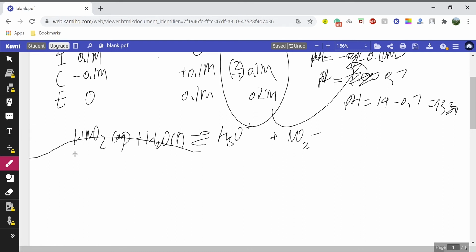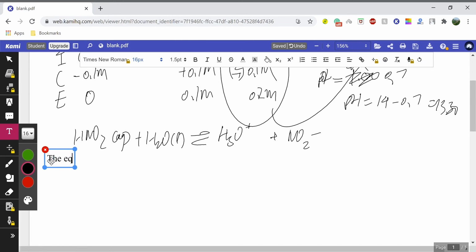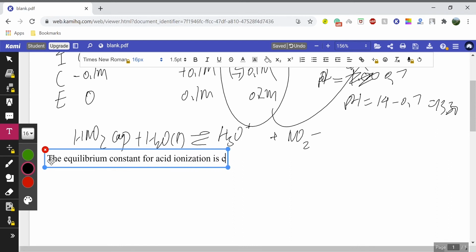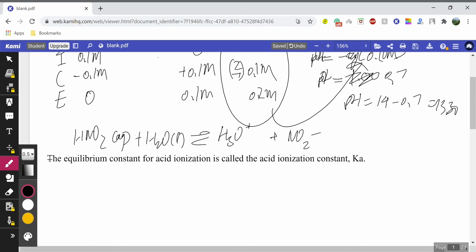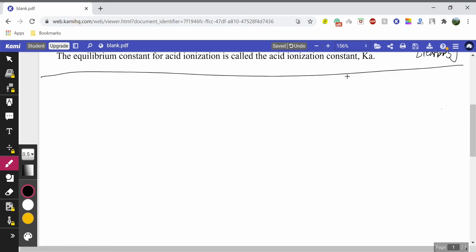And now let's learn about the new equilibrium constant. The equilibrium constant for acid ionization is called the acid ionization constant, Ka. It tells us how likely an acid is to ionize, and the greater the Ka, the stronger the acid. And Ka is determined like any other equilibrium constant. It's going to be the concentration of products to the mole power divided by the concentration of reactants to the mole power. And since we're dealing with acids, it's going to be aqueous.